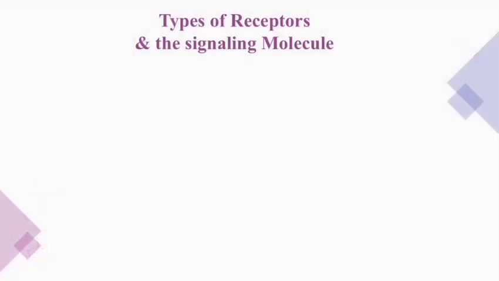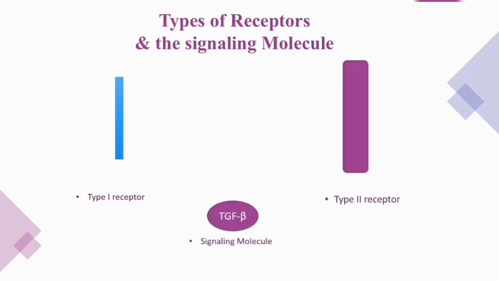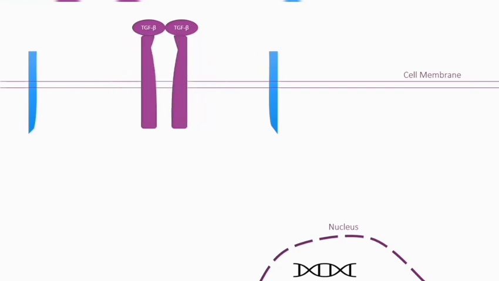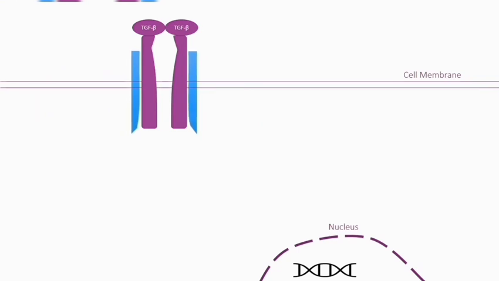The pathway we will discuss involves two receptors, type 1 receptor and type 2 receptor, and the signaling molecule TGF-beta. Upon receiving the signal of TGF-beta, the type 2 receptor monomers come in proximity and dimerization takes place. This further leads to the recruitment of type 1 receptors, and together they form a heterotetrameric complex. Type 2 receptor phosphorylates type 1 at serine residues due to its kinase activity.